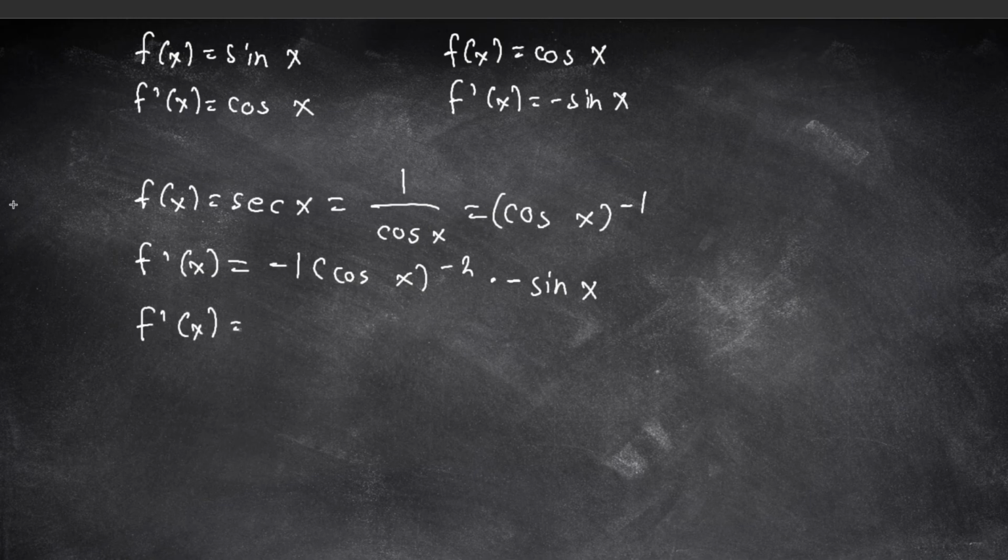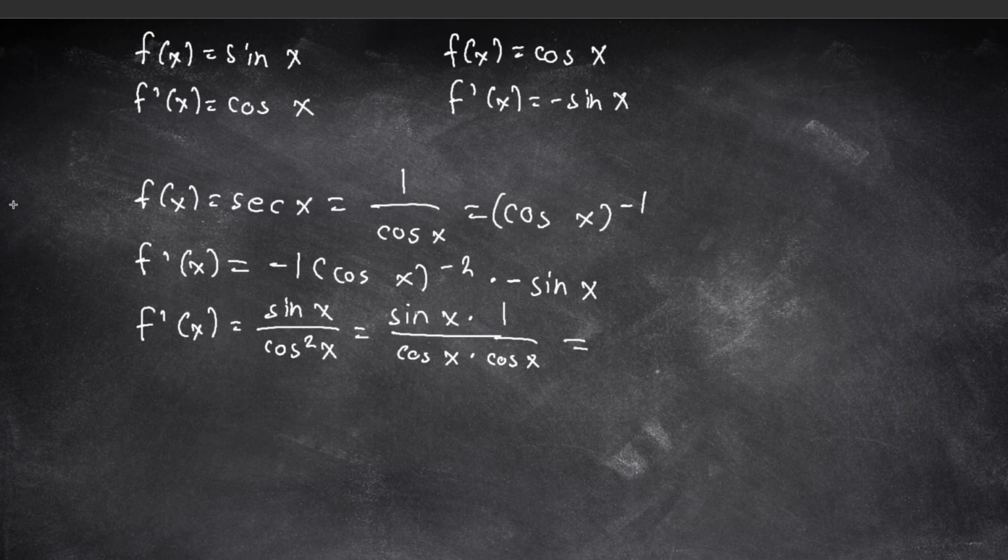So that gives us negative sine of x times negative 1, which is sine of x on top, and then cosine of x squared on the bottom. I'm going to rewrite this as sine of x times 1, because multiplying by 1 does nothing, and I'm going to split cosine squared of x into cosine of x times cosine of x. Sine of x divided by cosine of x is tangent of x, and 1 divided by cosine of x is secant of x. So the derivative of secant of x is tangent of x times secant of x.